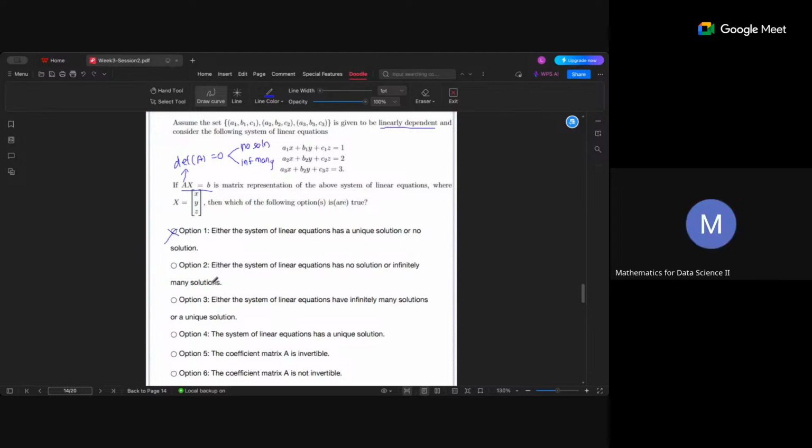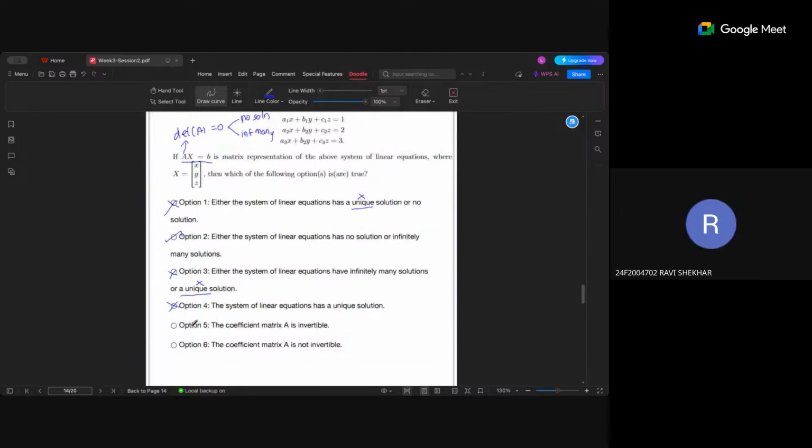What about option 2? Either the system has, and now again the combination is incorrect. Infinitely many or unique. Unique cannot happen, right? So this is again incorrect. The system of linear equations has a unique solution. Again, it is incorrect. So is the matrix invertible? No, ma'am. Determinant 0.